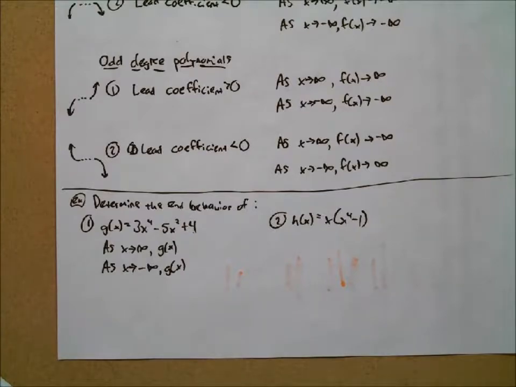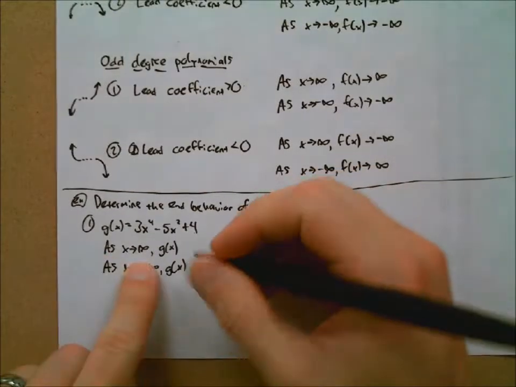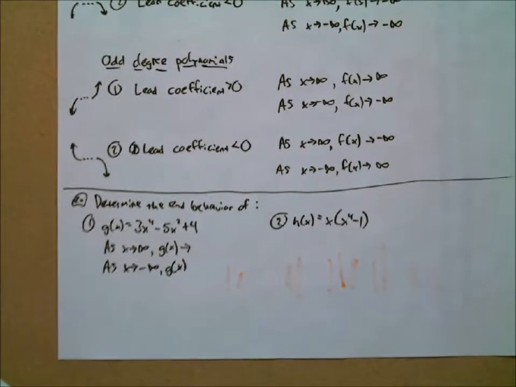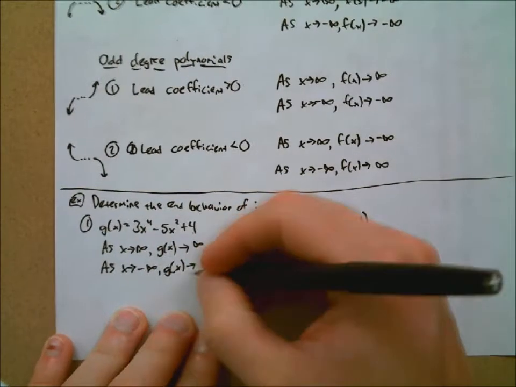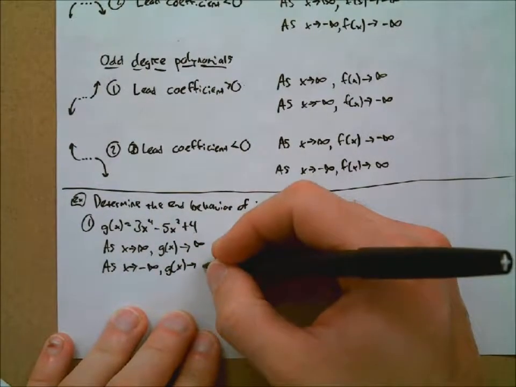So what's g of x going to approach here? As x approaches infinity, we'll say g of x approaches what? Infinity, right? Yep, we have a positive lead coefficient, even degree. And as x approaches negative infinity, g of x will approach infinity as well.